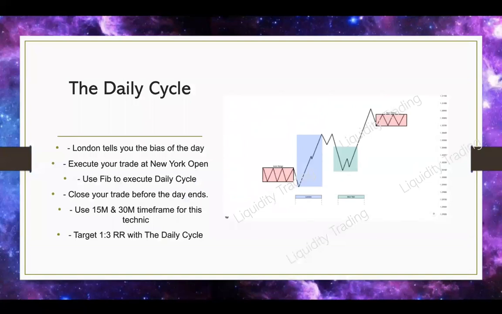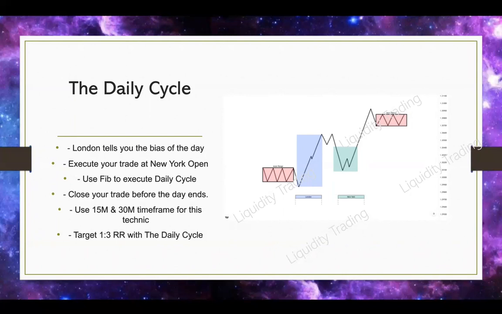Now, quick summary about this teaching and the daily cycle. Now, what to focus on in the daily cycle when you're using this. Focus on London session and London Open telling you the bias of the day. So, for example, if London creates the low of the day, rallies higher, creates the high of the day, you would be expecting the market to retrace in the New York Open and continue for the rest of the day in the same direction that London Open gave you.